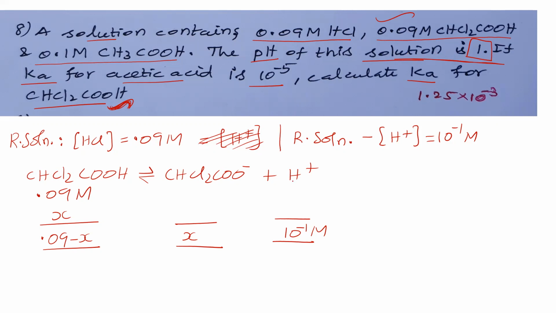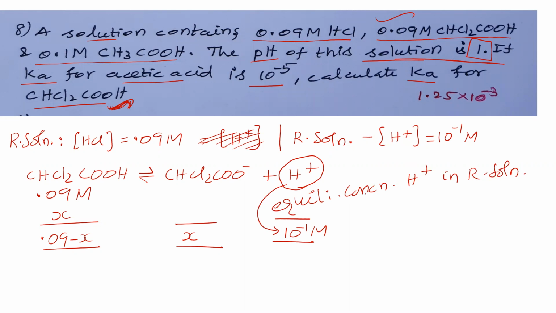So the pH of the solution being 1 means that in the resultant solution the H plus concentration is 10 power minus 1. That's all. What is the meaning of this H plus? It is the equilibrium concentration of H plus in the resultant solution, not from dichloroacetic acid. In this place you must write the equilibrium concentration of H plus in the resultant solution. You should not say that it is from dichloroacetic acid.